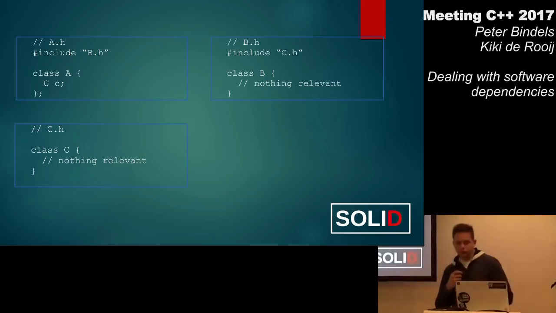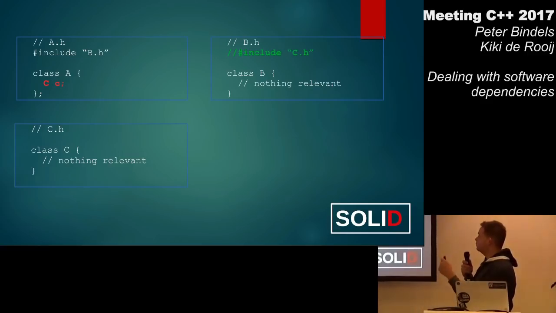So if we try to clean this up, and we start on the left side by removing the include, then it falls over, because I have no definition of C. But if I do the other thing, I remove the include from B, then I still have the same problem. It still doesn't compile, I still have no definition.